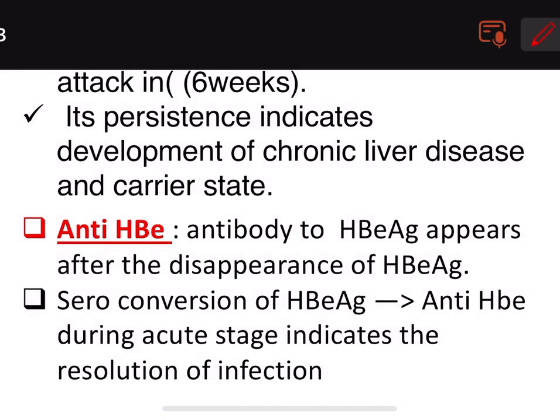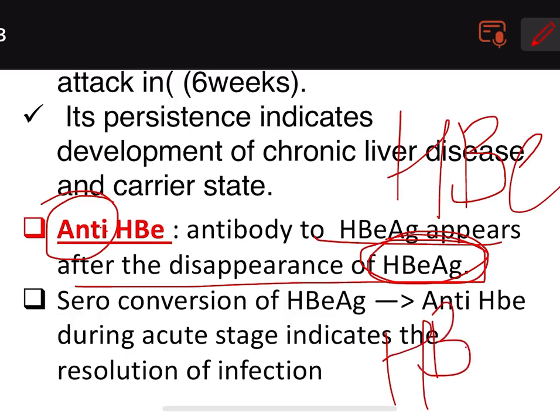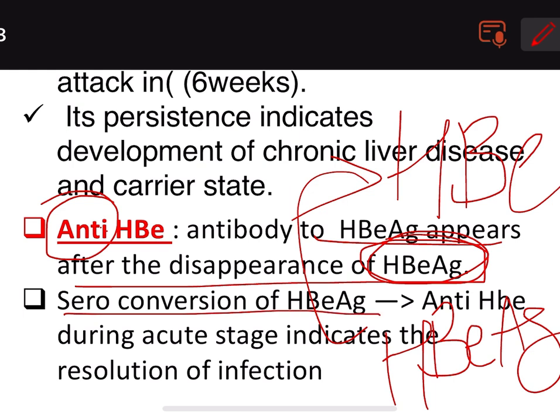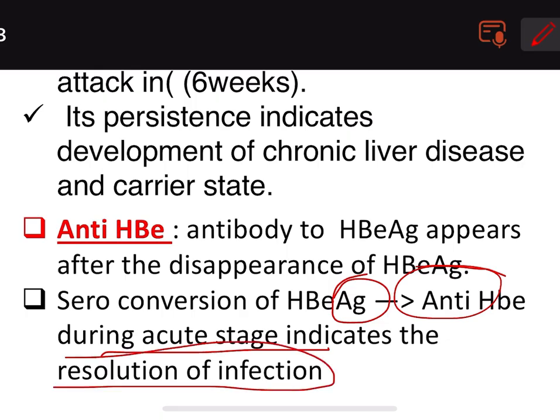And again, an antibody to HBe appears. The antibody to HBe is known as anti-HBe. Antibody to HBeAg will appear after the disappearance of the antigen. So the HBeAg antigen will disappear, and only then will the antibodies be shown. The seroconversion of this antigen to the antibody during the acute state shows that there is a resolution of infection.